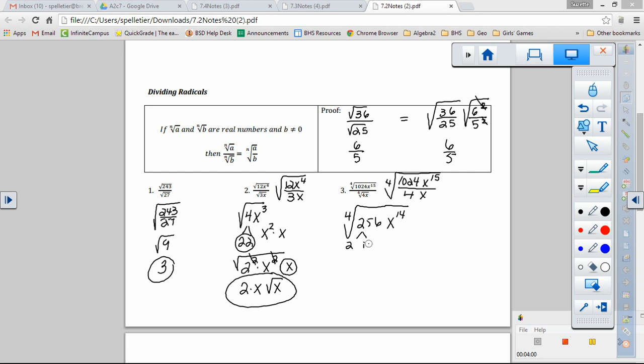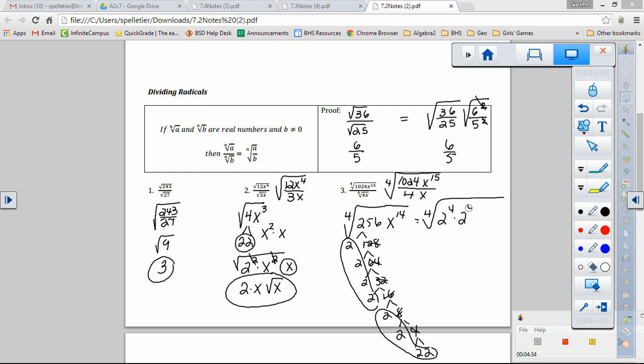So 2 and 128. 2 and 64. 2 and 32. 2 and 16, 2 and 8, 2 and 4, and 2 and 2. So it's a 4th root, so I want groups of 4. So there's 1, and there's 2 groups of 4. So if I rewrite this, I'm going to have a 2 to the 4th, and another 2 to the 4th, and then I'm going to have groups of 4.